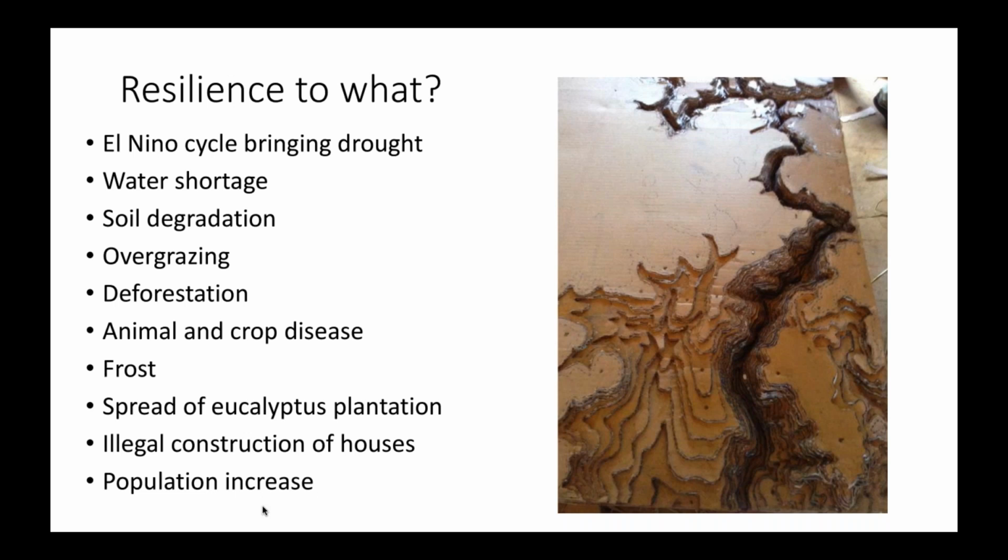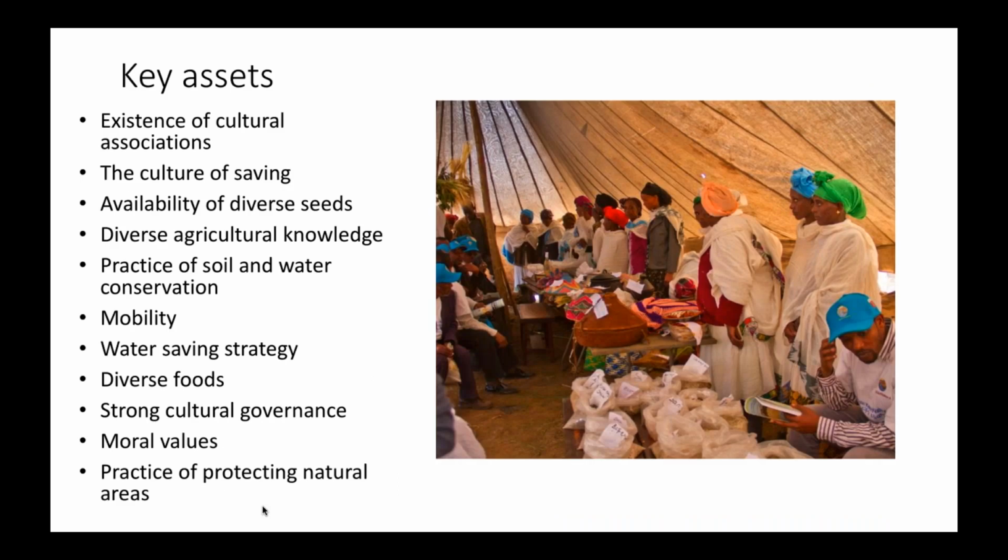People are converting their agricultural land into eucalyptus, and you can imagine the kind of social and ecological upheaval that may create at some point. Illegal construction of houses and population increase. It's exploding. Fortunately, some of the youth go out to nearby towns after they are educated. Sometimes it's bad when the youth leave farming areas, but sometimes it's good also. Otherwise, households would be at each other's throats if everybody stayed at home. Key assets.